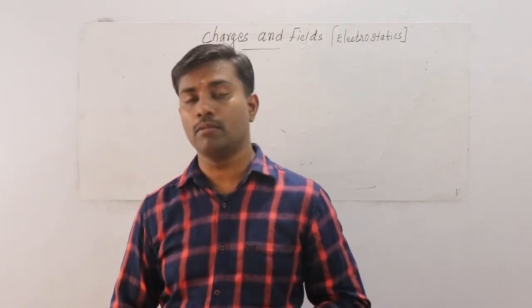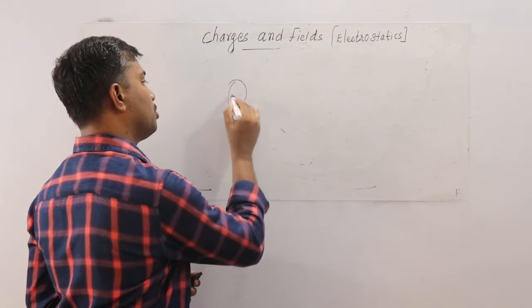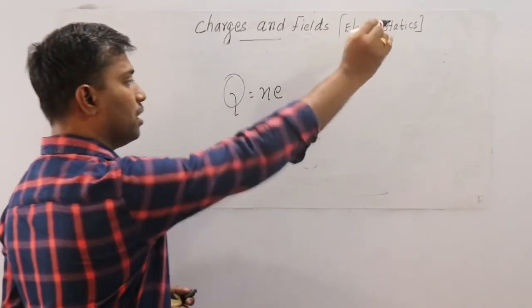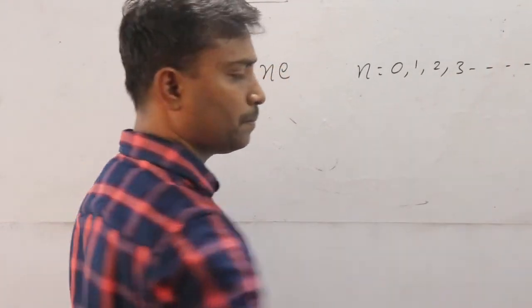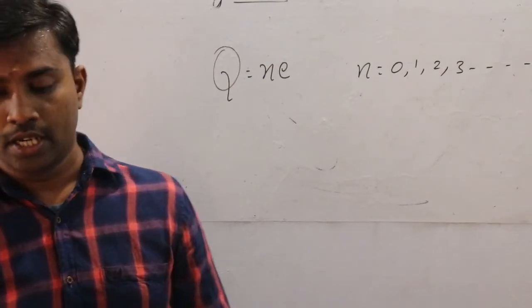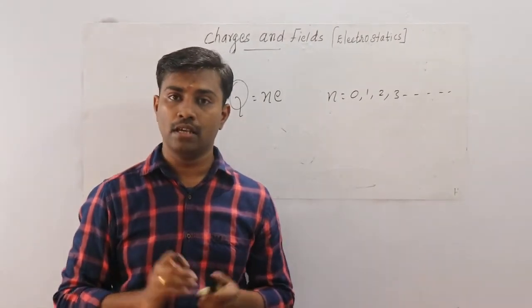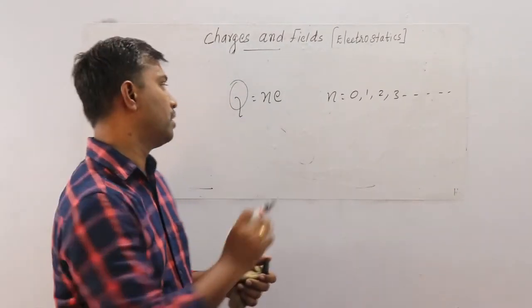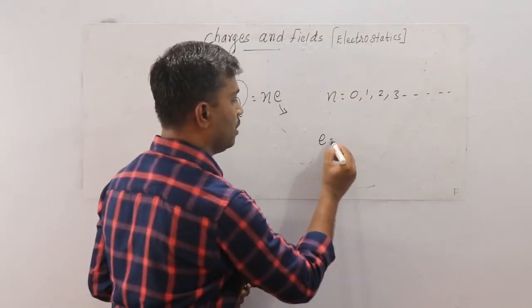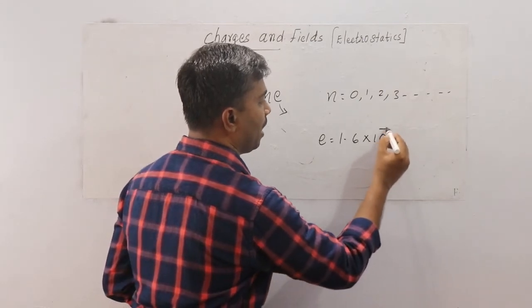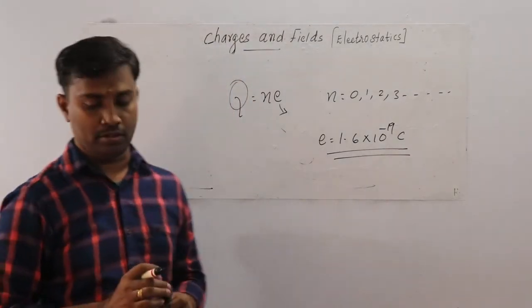The basic quantum of charge is the charge of the electron. So we can write the total charge Q is equal to N into E. Here N value is 0, 1, 2, 3, etc. So quantization means the total charge of a body is always an integral multiple of the basic quantum of charge. That is Q is equal to NE. E is the charge of the electron, equal to 1.6 into 10 raised to minus 19 coulomb.